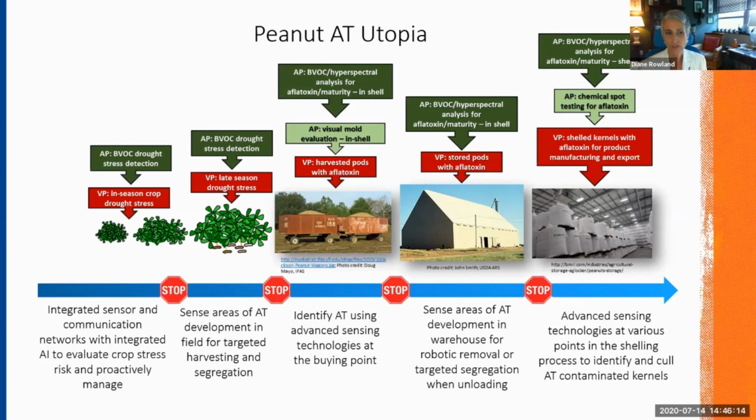In this case, you could imagine that hotspots within the warehouse could be sensed, could be identified. Maybe someday we have robots that go in there and in the pile and they're taking out, they're culling samples. That would be awesome. That's a long ways away. But at least identifying hotspots within the warehouse, whereas you're unloading the warehouse, you can segregate and cull those samples.